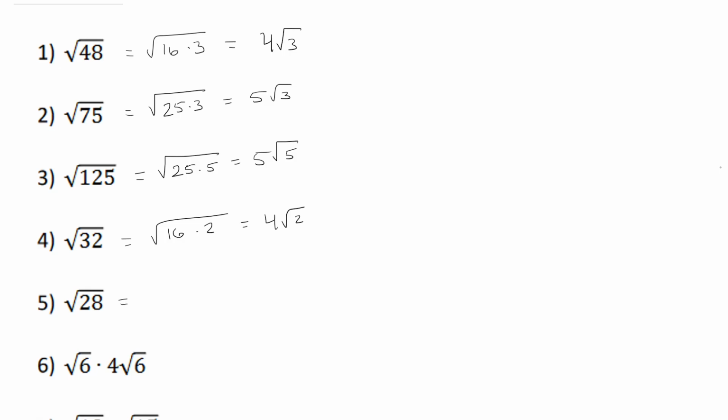For square root of 28, this is square root of 4 times 7. Square root of 4 is 2, and then multiply that by root 7. Now for 6, square root of 6 times square root of 6 is 6. So think of this as 4 times 6, which is 24.